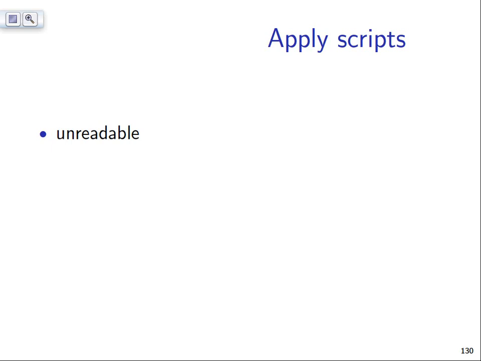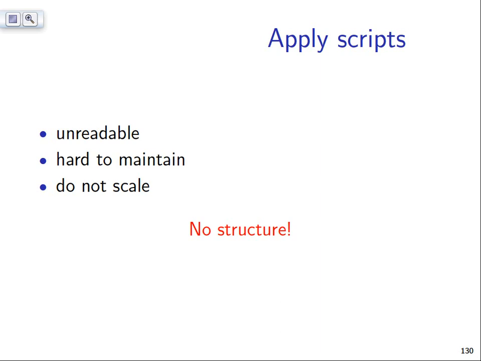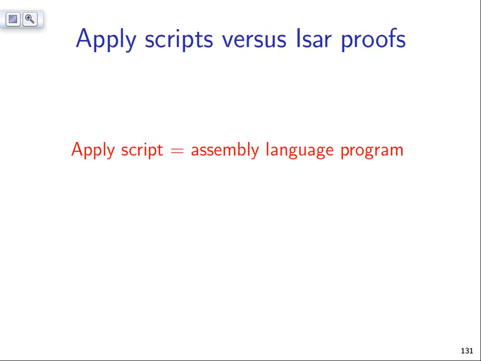So these apply scripts are all very well, but they are unreadable for anybody except for the person who runs them. They're hard to maintain. If you have a long apply script and you change something in the system or you change something in the statement, the proof will break somewhere and it's very difficult to figure out what exactly happens. And they just do not scale. If you have long and complicated proofs, it's terrible to do that in an apply style. The problem is it doesn't have any structure, and it's really like an assembly language program, and people don't like assembly language programs much either.